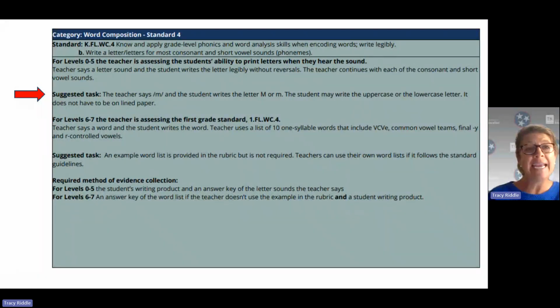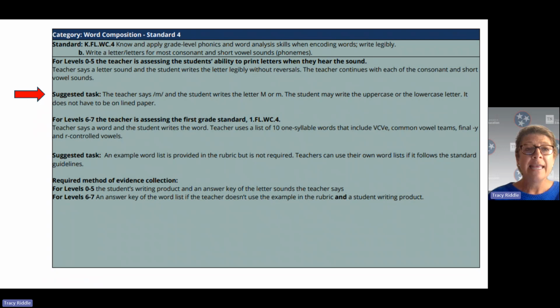This is the Portfolio Rubric Guidance for Standard K.FL.WC.4. Know and apply grade level phonics and word analysis skills when encoding words and write legibly. We're going to focus on B. Write a letter or letters for most consonant and short vowel sounds, the phonemes.